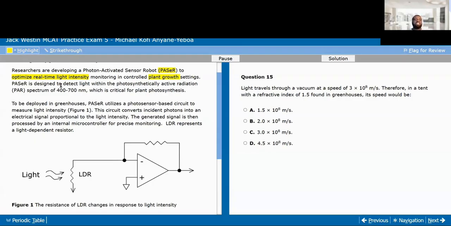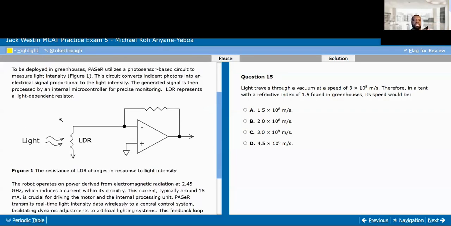So PASER is designed to detect light, but that's what it does. PASER detects light within the photosynthetically active radiation spectrum. Again, acronym. I think it's important. It's always good to know which section you are in, so you focus on the things that pertain to the section, right? Which is critical for plant photosynthesis. So from here, I've highlighted everything that describes PASER in the setting of plants. It describes the wavelength it works in and all of that.